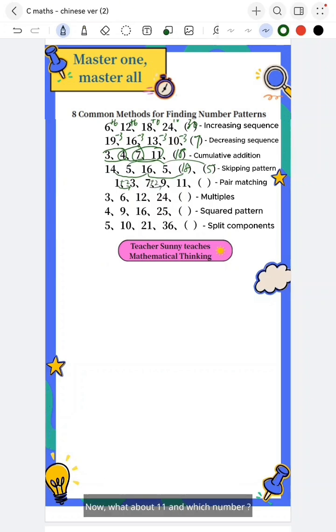Now what about 11 and which number? Again, we add 2, so it becomes 11 plus 2 equals 13. Yes, that's correct. Now the sixth pattern is multiples.